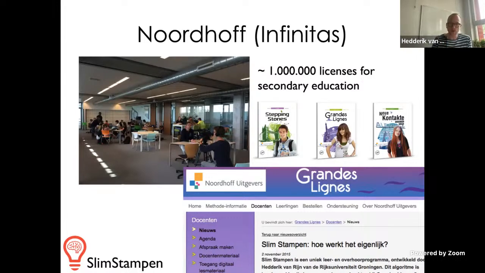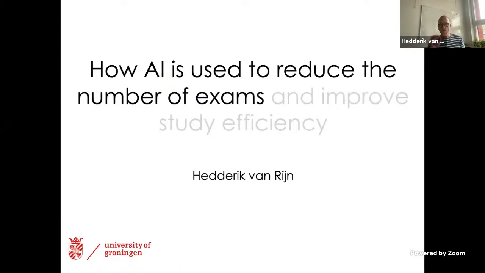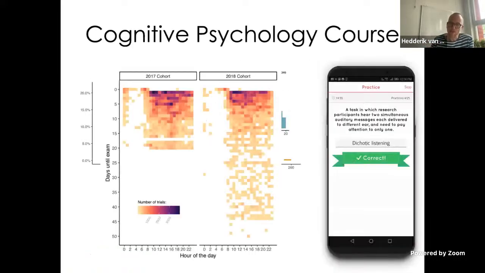Now, that is part 1. And very quickly to focus on part 2, can we also use it to reduce the number of exams? And for that, it's useful to make a jump to the cognitive psychology course that I've been teaching for many years by now. And a couple of years ago, we presented this system that we've dubbed Slim Stampen, which is a Dutch alliteration of something like clever cramming.